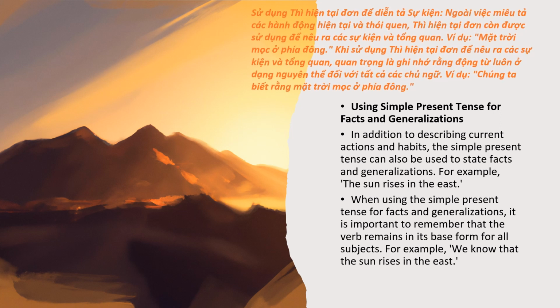It is important to note that when we use the simple present tense to state a fact or a generalization, we don't need to change the form of the verb. The base form of the verb is used for all subjects, whether it is I, you, we, they, or he, she, it. This means that the verb to rise remains the same, regardless of whether the subject is the sun or the moon or the stars. By using the simple present tense, we can express facts and generalizations in a clear and concise manner, and make statements that are universally accepted as true.